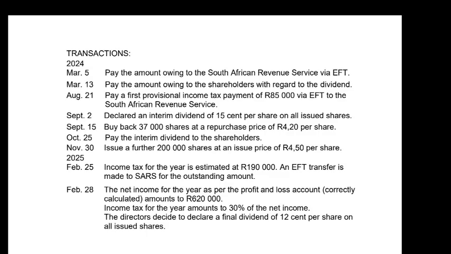2025 February 25, income tax for the year is estimated at 190,000 Rand, and EFT transfers to SARS for the outstanding amount. February 28, the net income for the year as per the profit and loss account, correctly calculated, amounts to 620,000 Rand. Income tax for the year amounts to 30% of the net income. The directors decide to declare a final dividend of 12 cents per share on all issued shares.